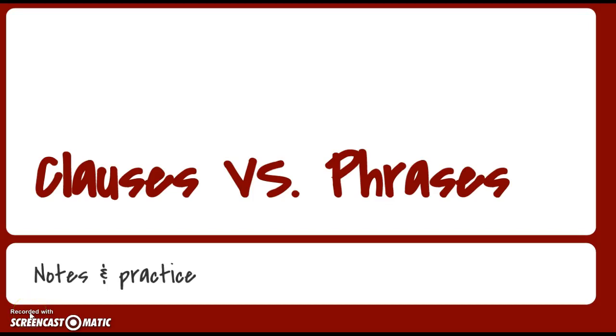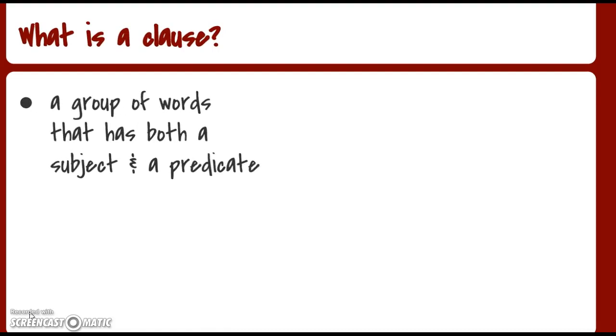All right, let's talk about clauses and phrases. First question, what is a clause? A clause is a group of words that has both a subject and a predicate. For example, "winter is cold" is a clause. The subject is winter. The predicate is cold.